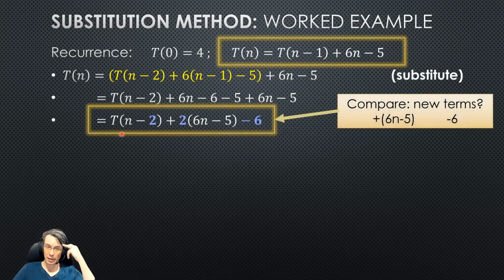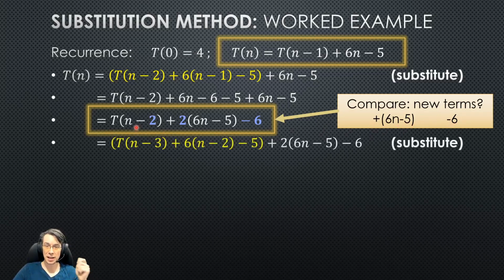We've seen that when we unrolled one level, we had a plus 6n minus 5 and a minus 6 term. Let's do another round of substitution. I'm going to take this t of n minus 2 and figure out what it is. If I make the left half of this equation equal to t of n minus 2, I'm replacing an n with an n minus 2. So here I get t of n minus 3 plus 6 times n minus 2 minus 5.